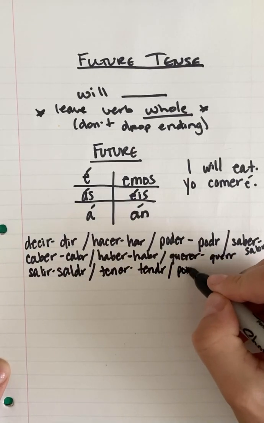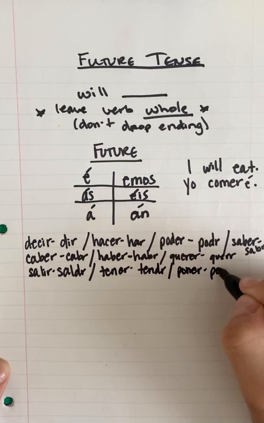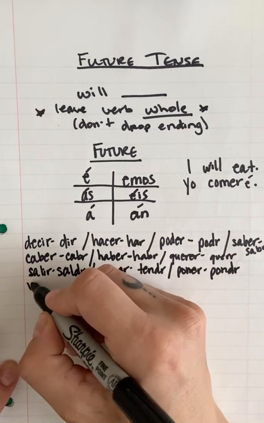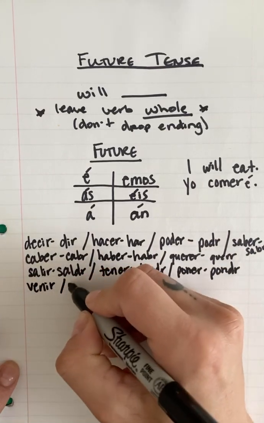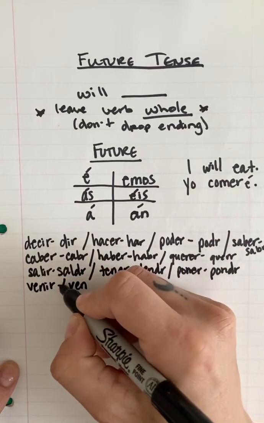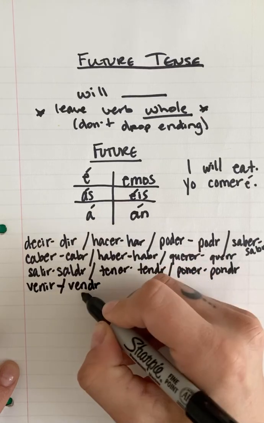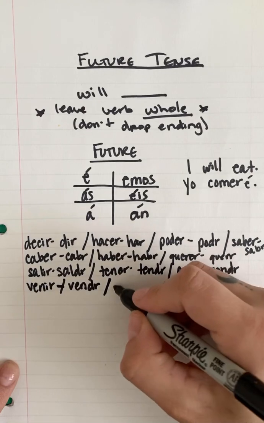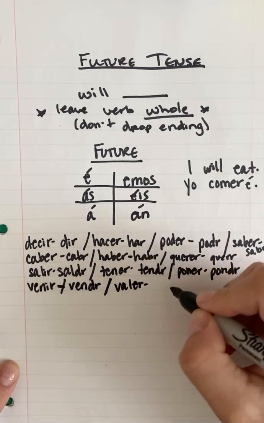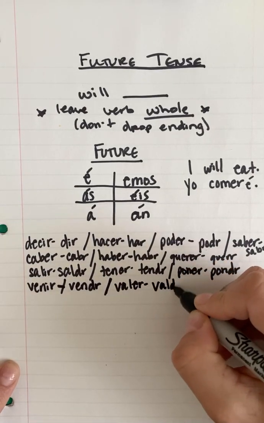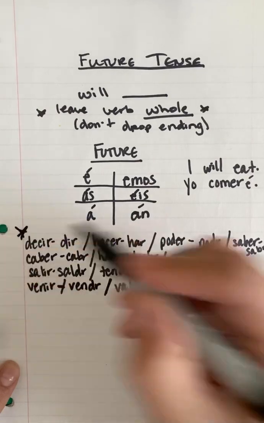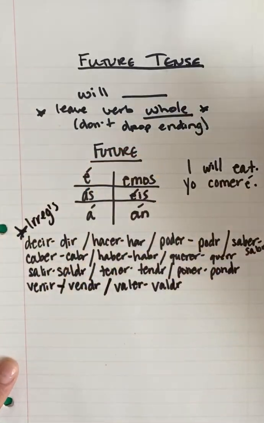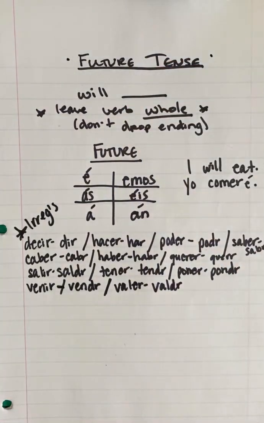Poner, pondr. Then we had venir. Oops, I did that backwards. That should just be that. That was the stem, vendr. And then we had valer, and that was valdr. So these are the irregulars for the future tense. I'm showing them to you right now for a reason.